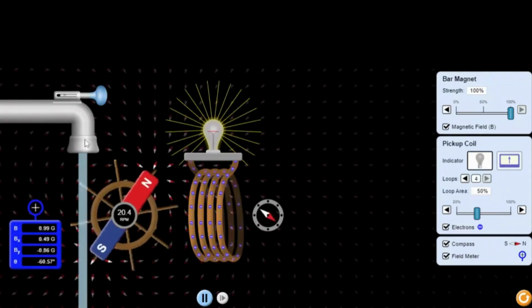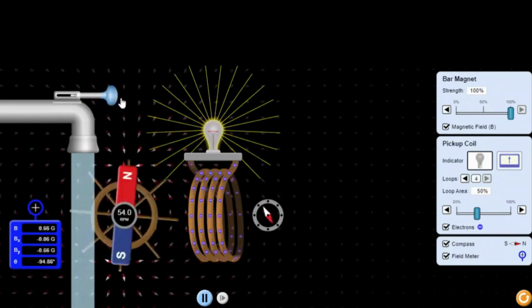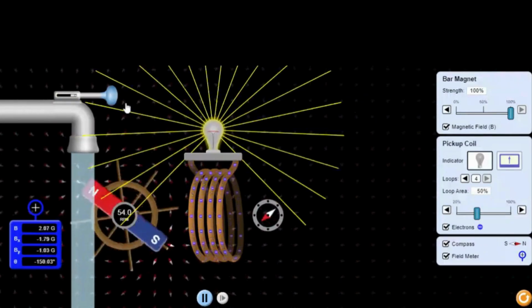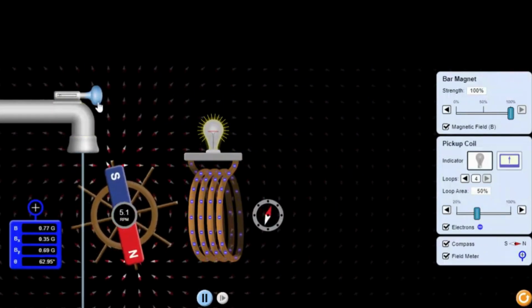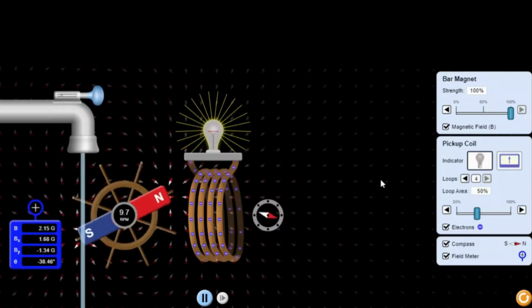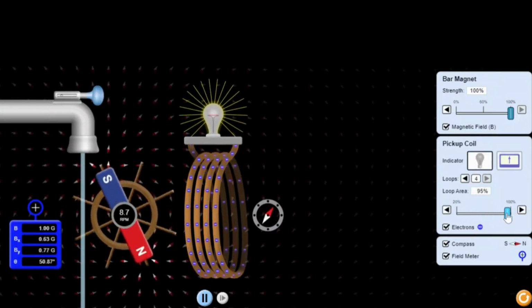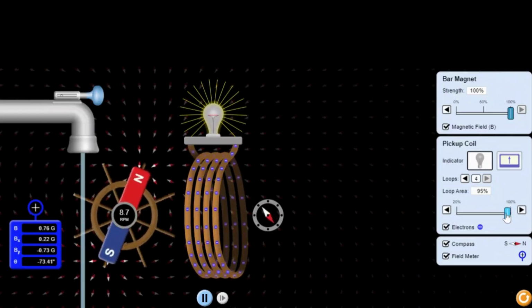3. Conductor. The coil of wire acts as the conductor in which the electric current is induced. The induced current is proportional to the rate of change of the magnetic field. The simulation allows students to observe the characteristics of the induced current through the light bulb and the voltmeter.